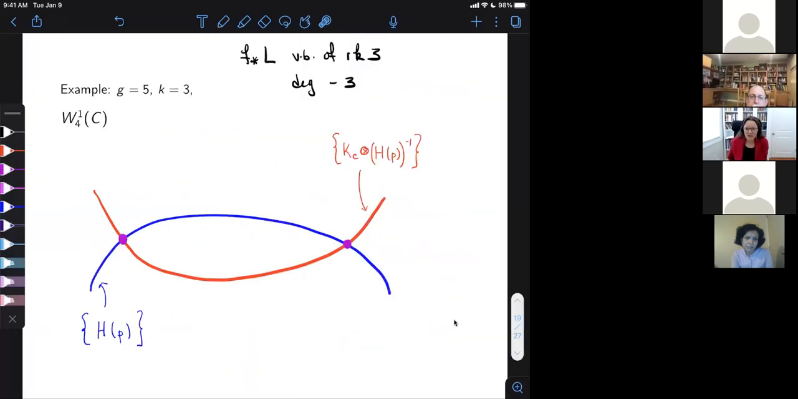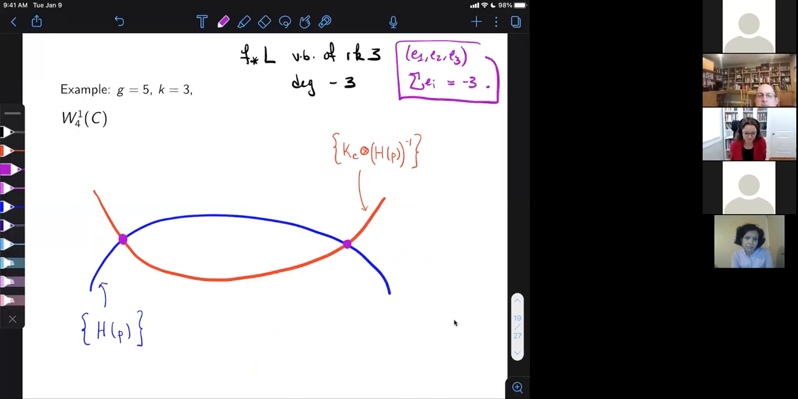So let's see how that's borne out in the example that I just gave you, this first interesting example. In this case, the push forward is a vector bundle of rank 3. And if you do that Euler characteristic calculation, you see that the degree is -3. So I'm going to be looking for 3 numbers, e1, e2, and e3, such that the sum of the e_i is -3. This is what I will be looking for to determine splitting loci.